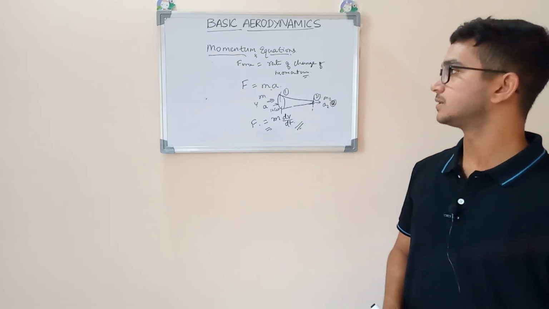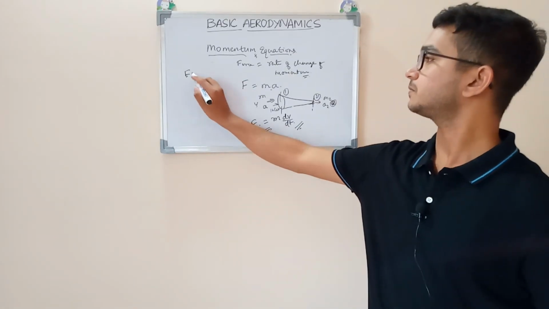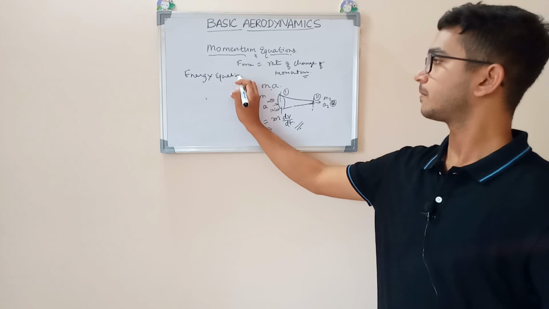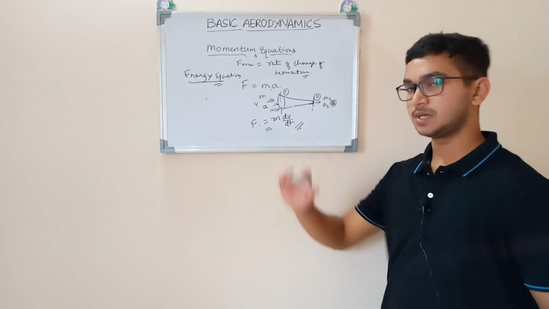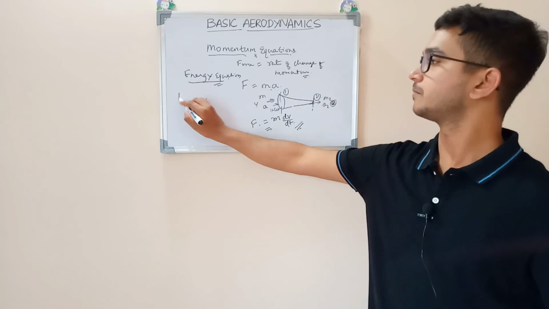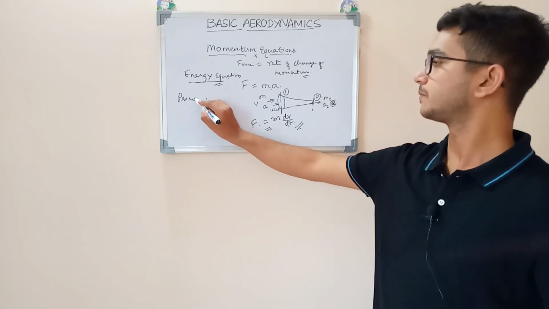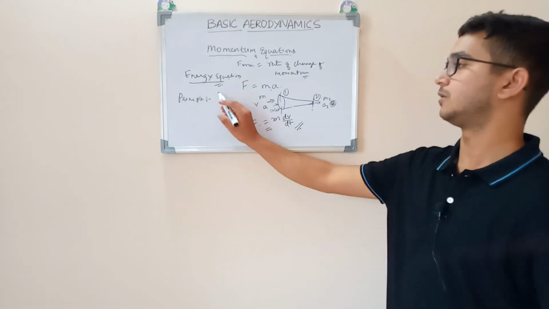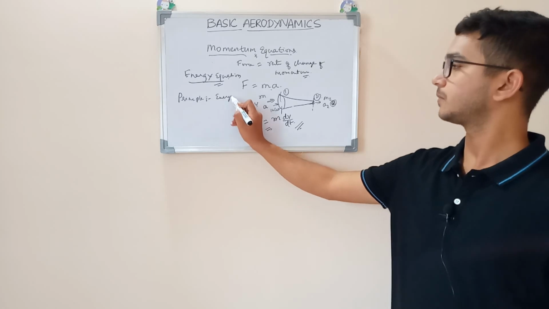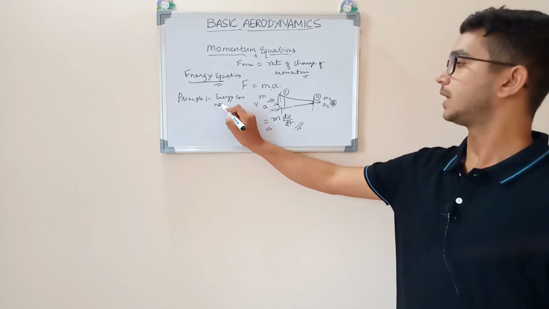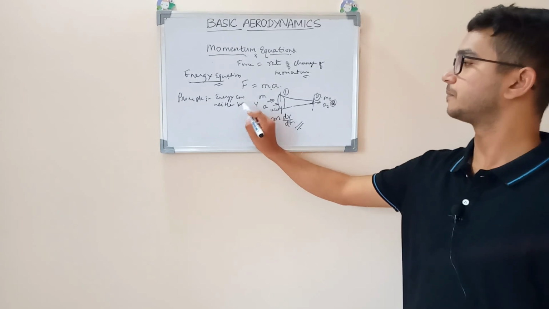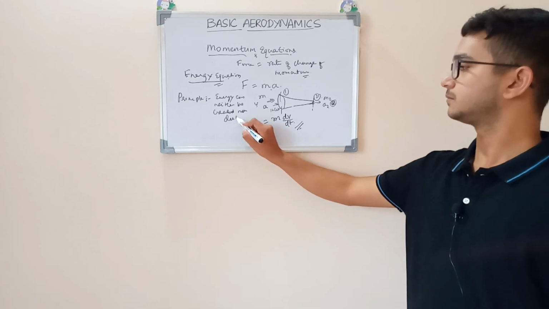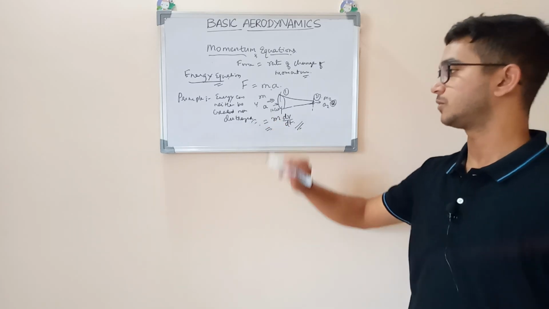So the energy equation is this. The principle goes the same as we learned. So what does this principle mean? Energy can neither be created nor destroyed, as we all know, but it is transferred from one system to another system.